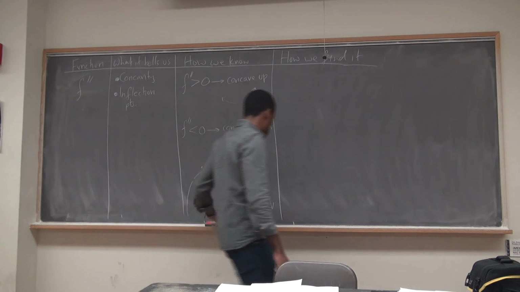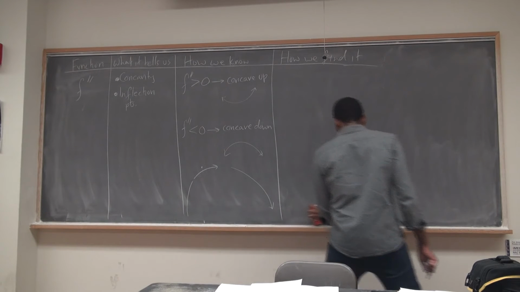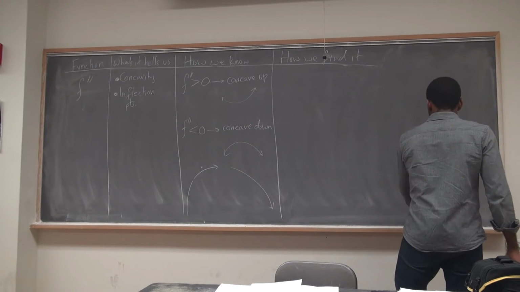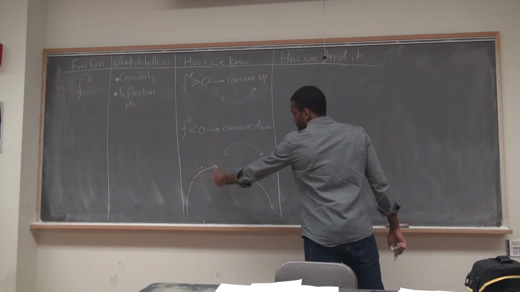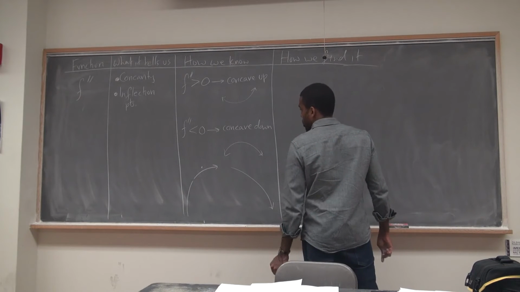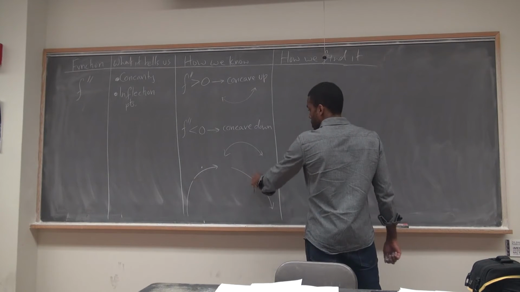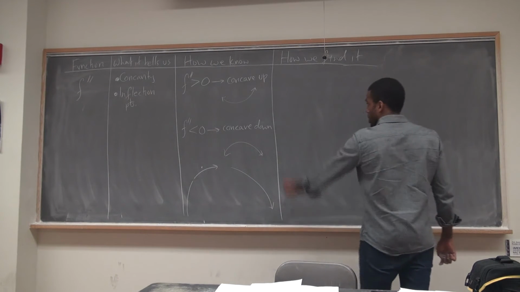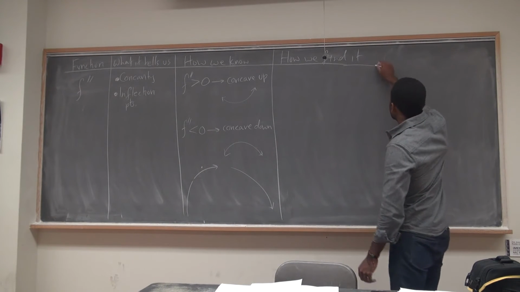And I'll talk a bit more about what that means later. But it's basically talking about your rate of change is increasing, but it's increasing at a slower rate. Or it could be decreasing, but decreasing at a faster rate. That's a concave down behavior.